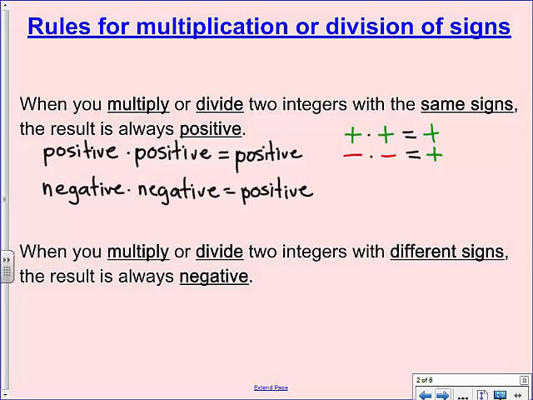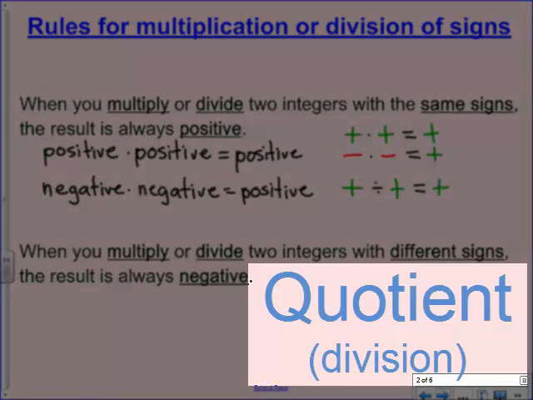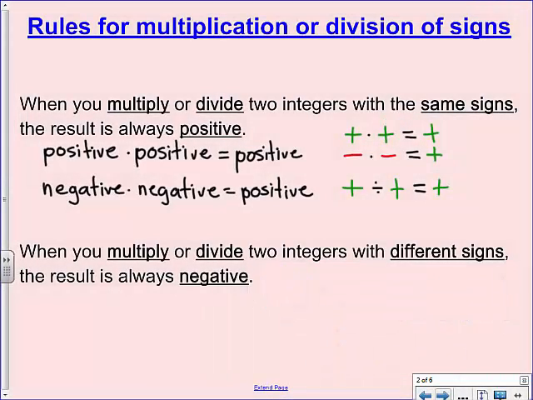The same thing happens when we are dividing integers with the same signs. If we divide a positive integer by another positive integer, the quotient is going to be positive. Notice that I'm referring to the answer of a division as the quotient. So when we divide two numbers, the answer is called the quotient. Now, if we divide a negative integer by another negative integer, the quotient will be positive.